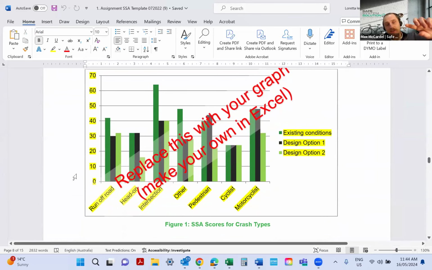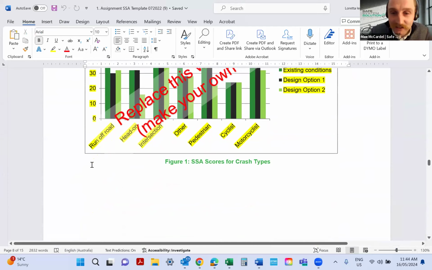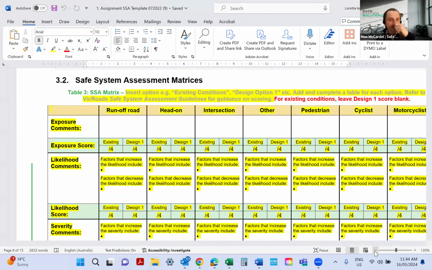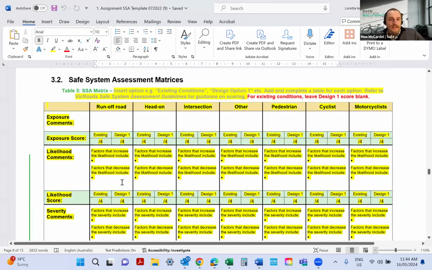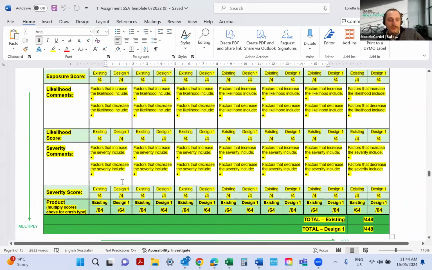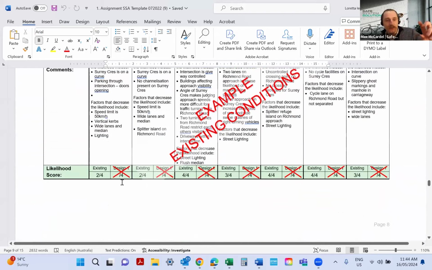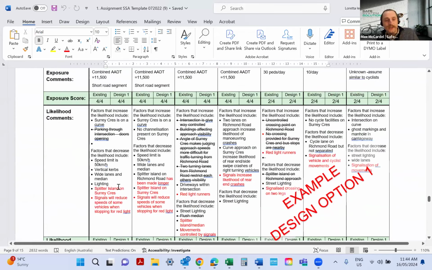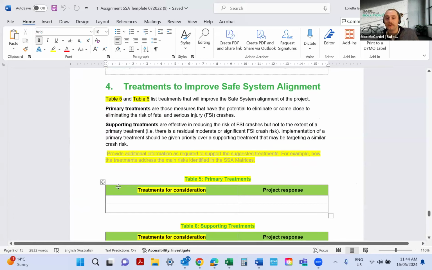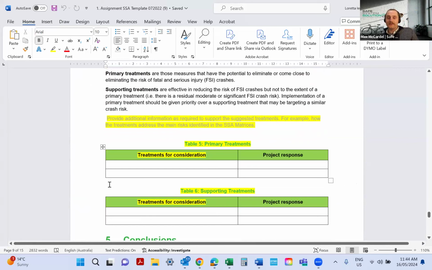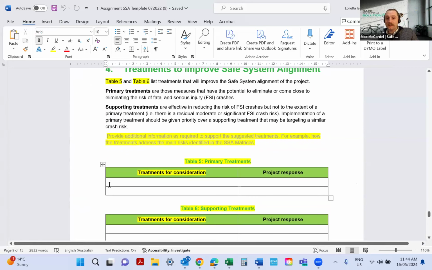We actually have to do the matrices first before we can paste this graph here. So we can scroll down to the matrices, Loretta, and you'll see this is the existing conditions. The way that we would do it, there's an example there as well, is just spelling out all of those factors that increase and decrease the level of likelihood or severity for those different things. Have a go at recommending some primary treatments and supporting treatments.